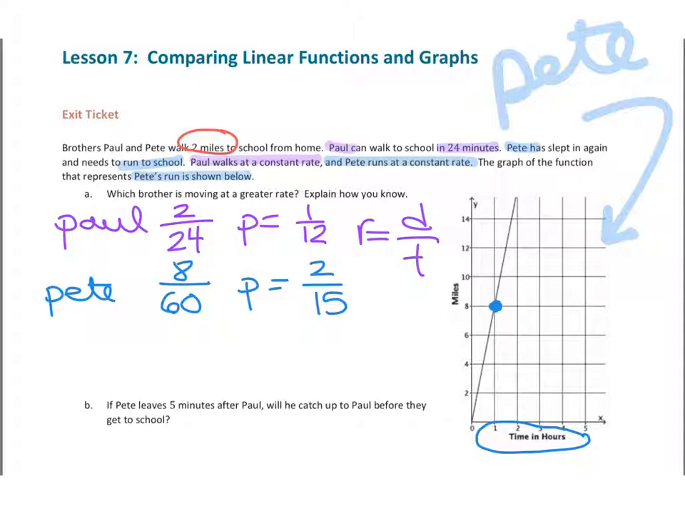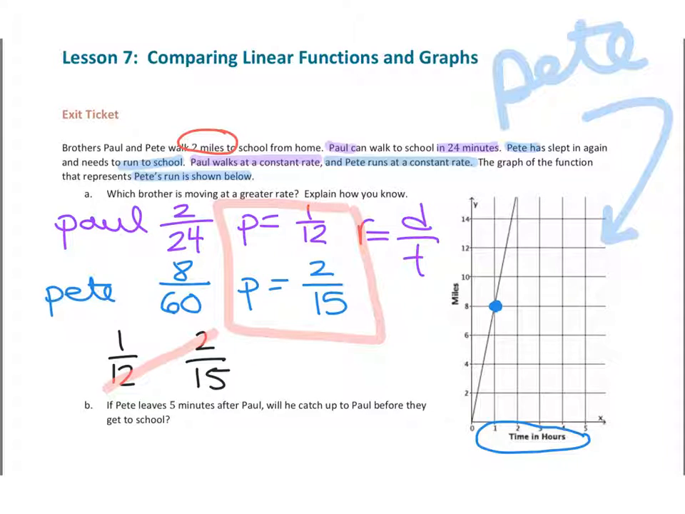So now these are the two rates we are looking at. Which is a greater rate, 1/12 or 2/15? I'm going to just set up the proportion to compare, in case you weren't sure. So how you do it is you cross multiply. 2 times 12 is 24. 1 times 15 is 15. 24 is greater, so therefore 2/15 is greater. Pete is moving at a greater rate.